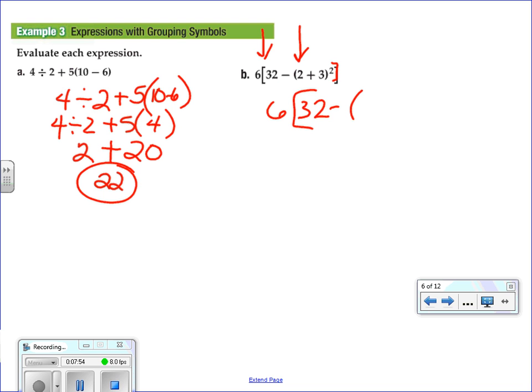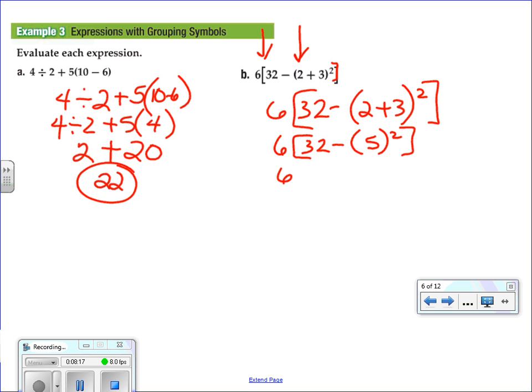32 minus 2 plus 3 squared bracket. Okay, inside parentheses first. Well, we're going to go inside the inside parentheses. So that means we're going to do the 2 plus 3 first. Everything else I'm just going to copy down. 2 plus 3 is 5. I'm going to have to square that in my next step. So I have to work inside the parentheses first.